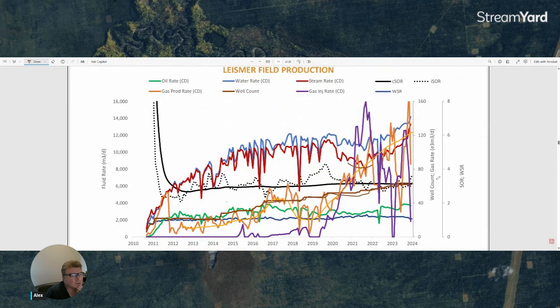So if you increase the well count, which is kind of where we're at right now, so 70, 75, what happened with the orange line? Huge fluctuation in fluid rates, yeah. Well, the orange line is gas production rate, but how is this related to what we've been doing?